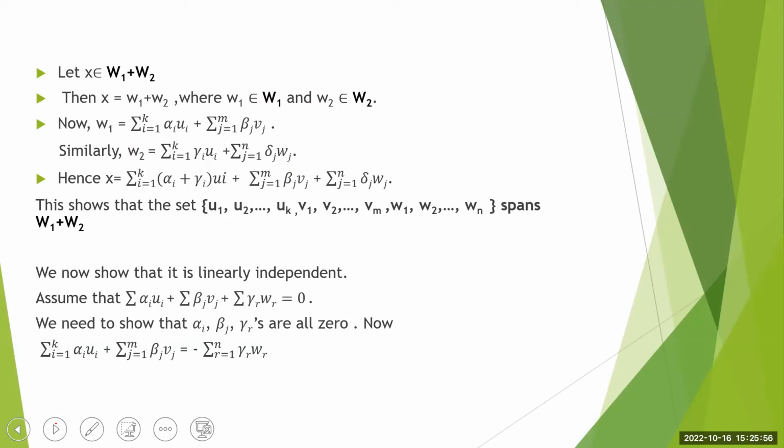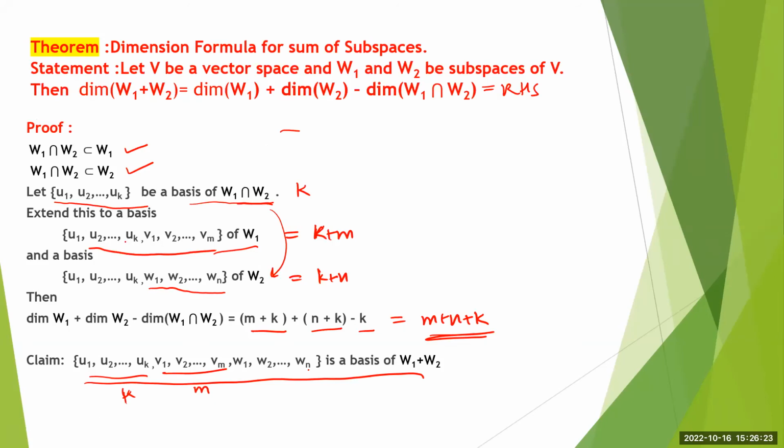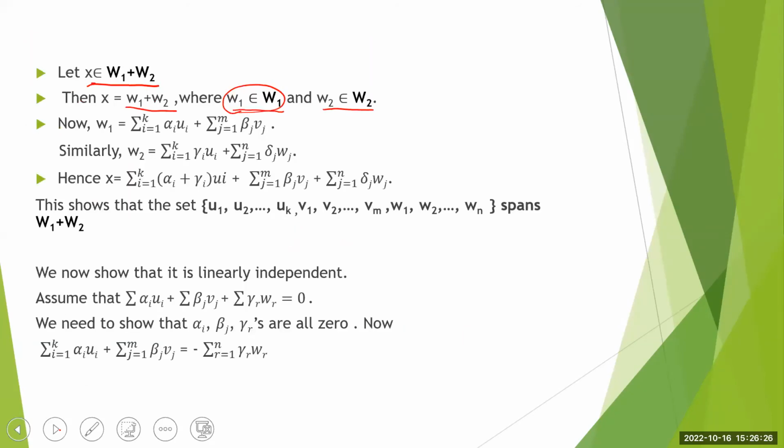Let's start. Suppose any element x belongs to W1 plus W2. So we can say that x is equal to small w1 plus small w2, where small w1 belongs to subspace W1 and small w2 belongs to subspace W2. Since W1 has all the basis elements U1, U2 up to UK, V1, V2 up to Vm, small w1 can be expressed as a span of these elements, like w1 is equal to summation alpha i ui, i is equal to 1 up to k, plus summation beta j vj, j is equal to 1 up to m.